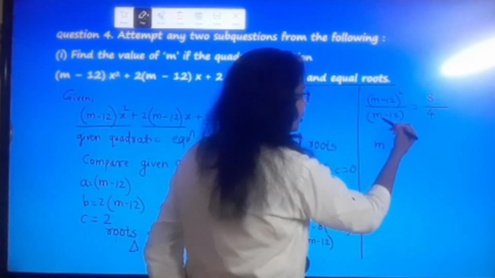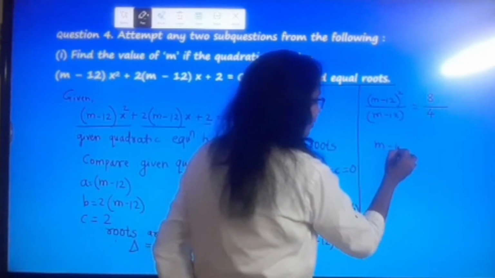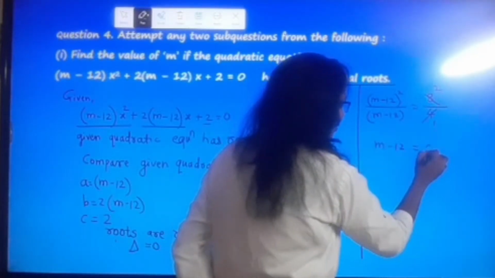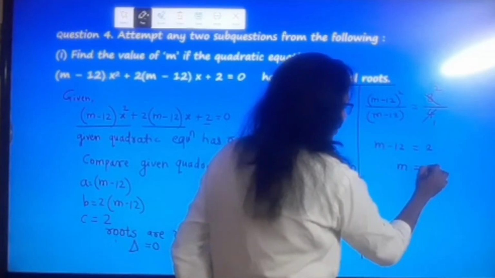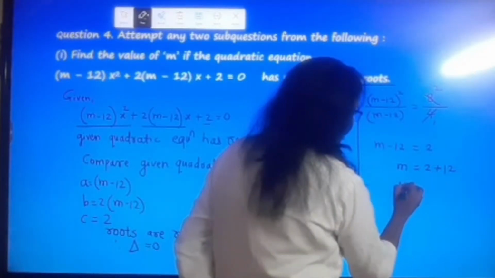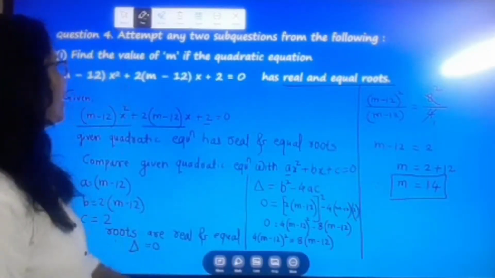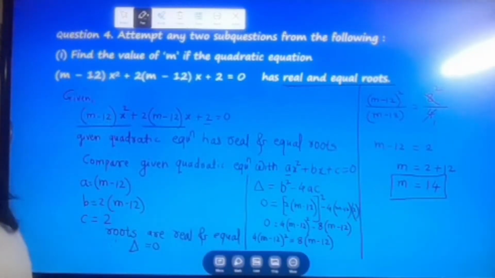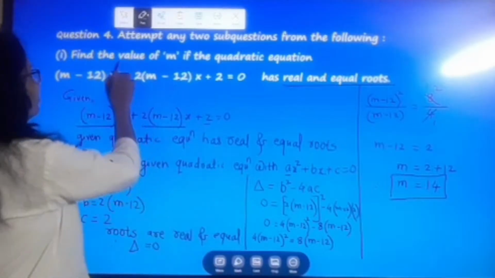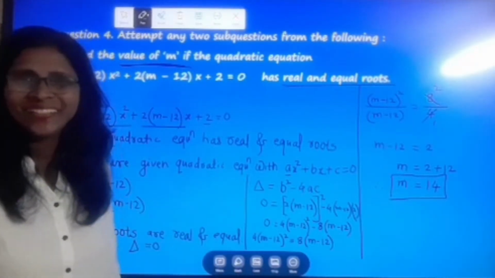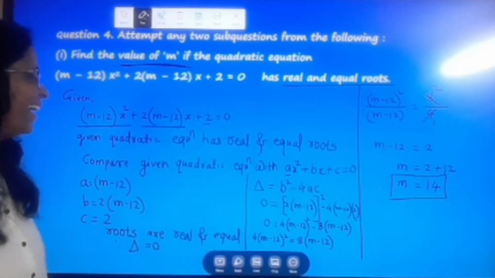So here (n minus 12)² divided by (n minus 12) gives only n minus 12, and 4 ones are 4, 4 twos are 8, so here 2. So n is equal to 2 plus 12, and here, students, n is equal to 14. So here we have to find out the value of n. Yes, that is what we wanted, students. So n is equal to 14. Okay, very nice. Fine.